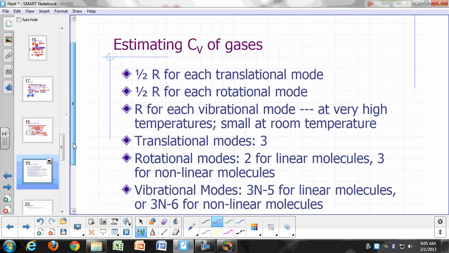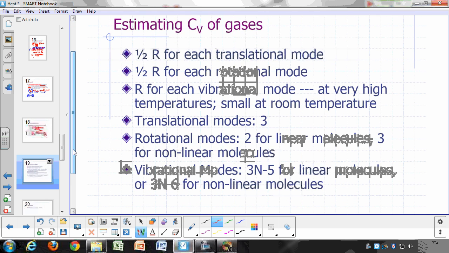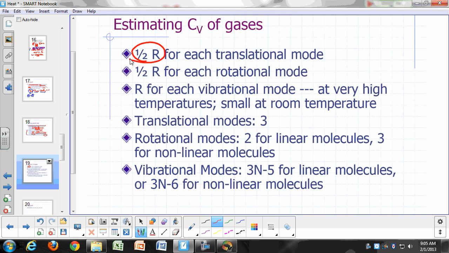All right. How do we estimate heat capacities at constant volume? For gases, you can estimate heat capacities to be 1/2 R for each translational mode. What's a translational mode? What's translational motion? When molecules or atoms move from place to place, that's called translation, right?